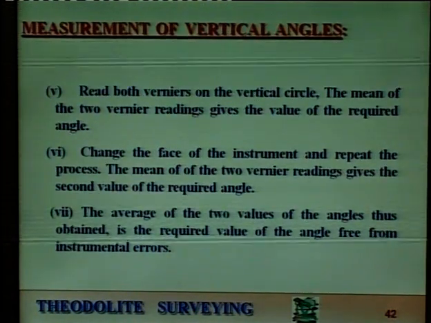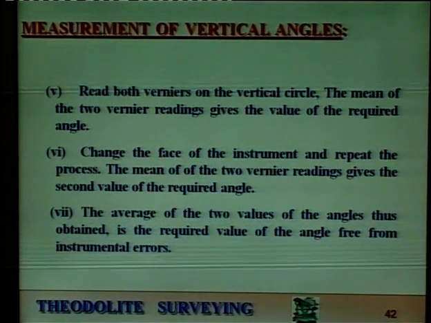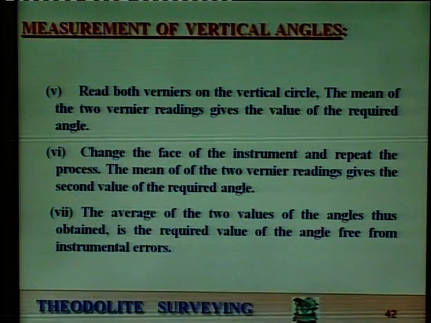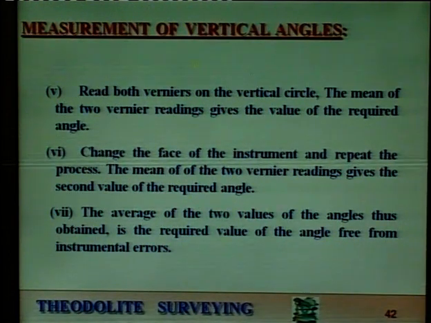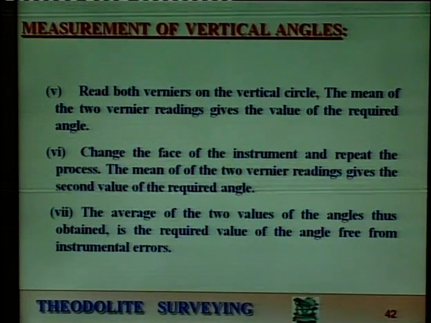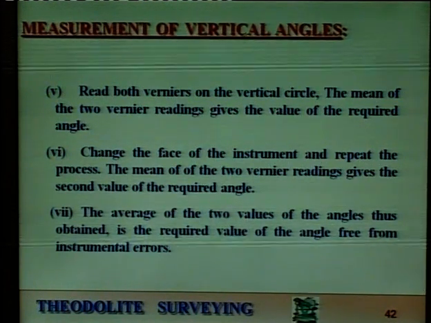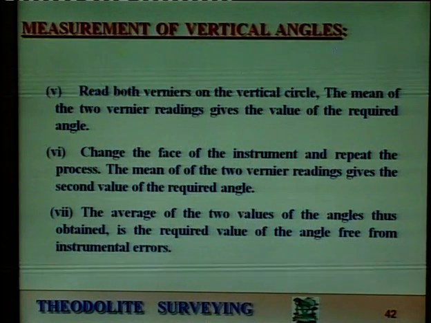Read both the verniers as it was read on the horizontal plate. So, the mean of the two vernier readings gives the value of the required angle. Please see on the vertical circle, the graduations are 0, 90, 0 and 90. They are not marked as 0 and 180 degrees.